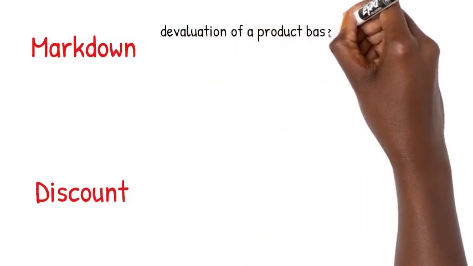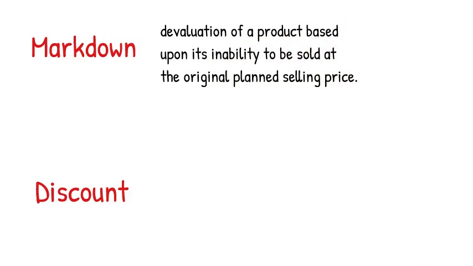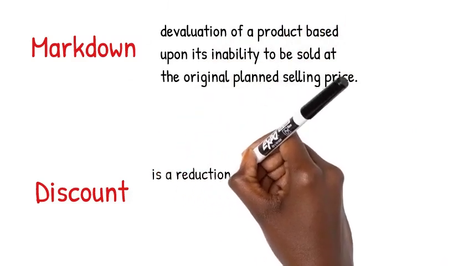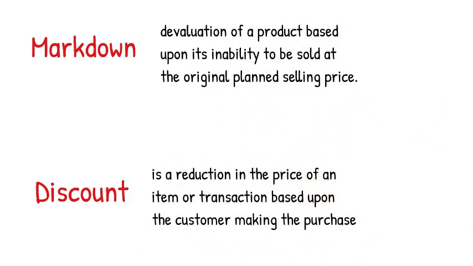One additional note. You may hear the terms markdown and discount used somewhat interchangeably depending on the context. Markdown is the devaluation of a product based upon its inability to be sold at the original planned selling price. A discount, however, is a reduction in price of an item or transaction based upon the customer making the purchase. So think employee discounts, shopper loyalty programs, student and senior discounts, etc.